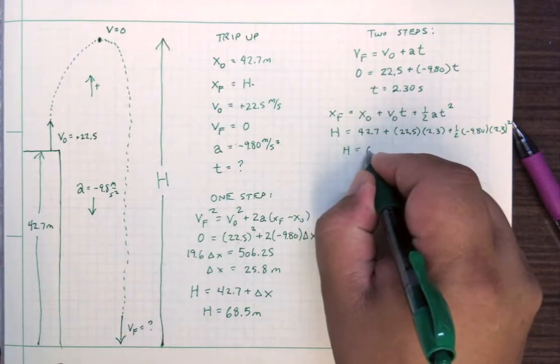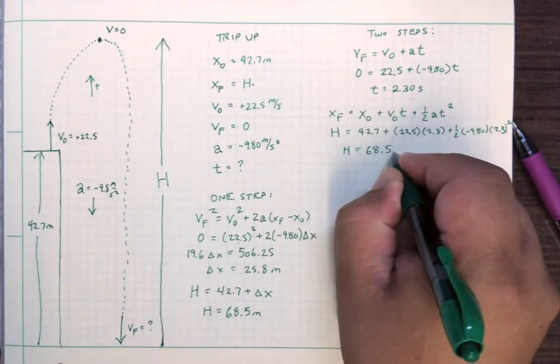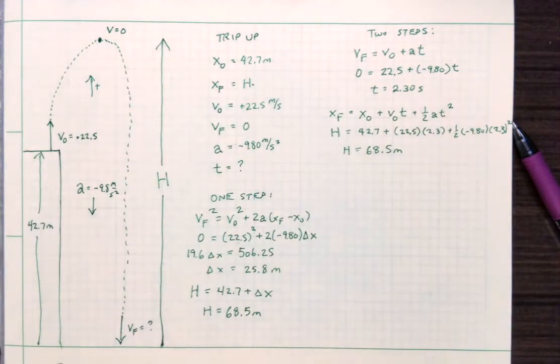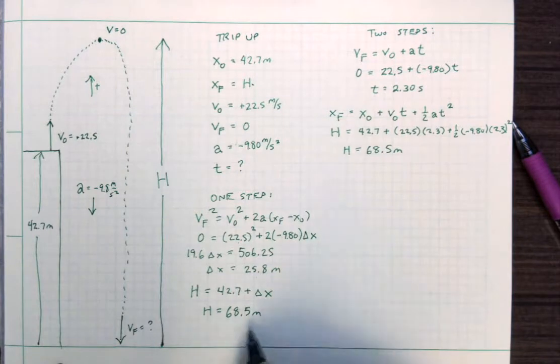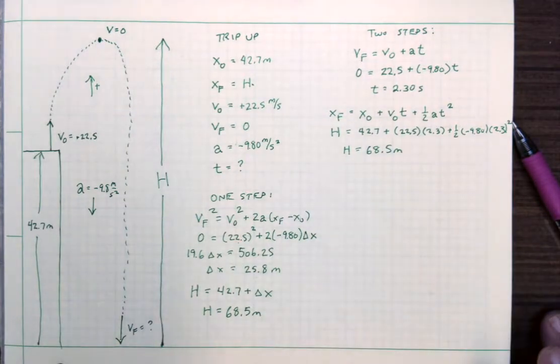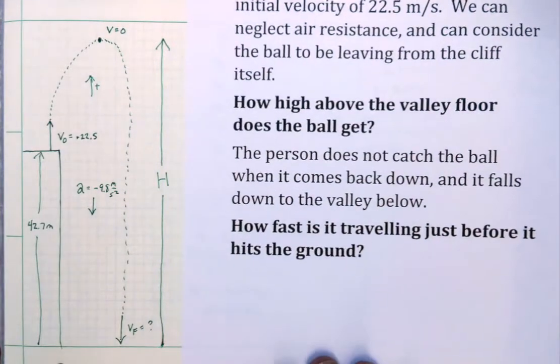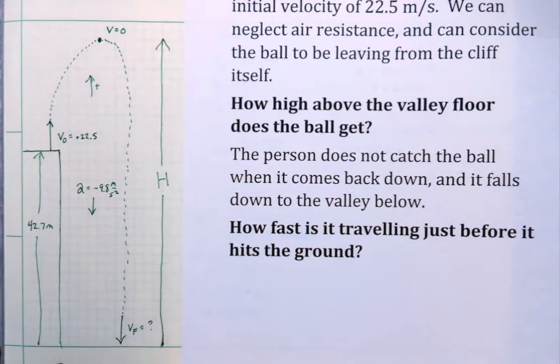Calculating all this out, we get a height of 68.5 meters. And so, whether we do it in 1 step or 2 steps, we get the same answer, which is certainly reassuring. Now, the second thing that we are asked here in the problem is, how fast is it traveling just before it hits the ground? In other words, what is the final velocity of the ball down here?